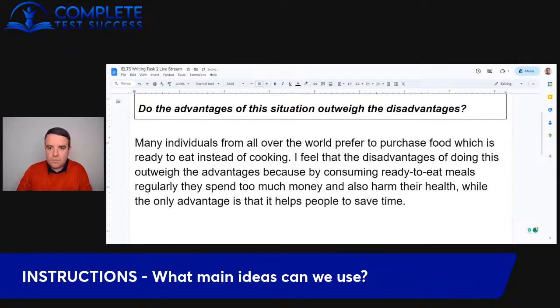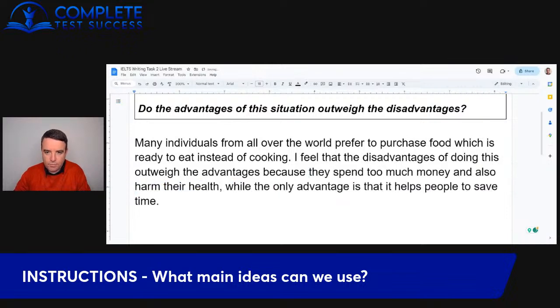Okay, great. So that there is our introduction finished. We paraphrased the question. We clearly stated our opinion. We included 2. Let me make this even more basic and more simple so it's easier to follow. We included 2 advantages. They spend too much money and also harm their health, while the only advantage is it helps to save time. And that's it. That's everything we needed. Paraphrase, opinion, 2 ideas for one side, 1 idea for the other side. Perfect. All right, that's good.